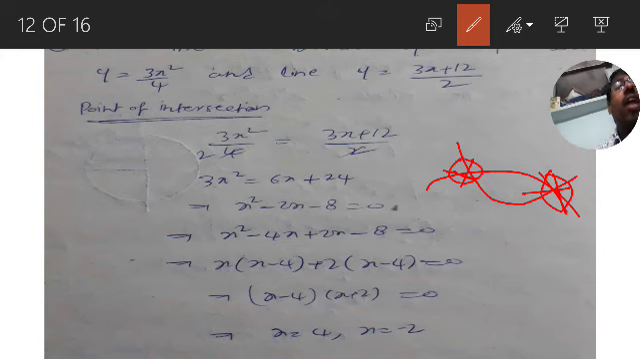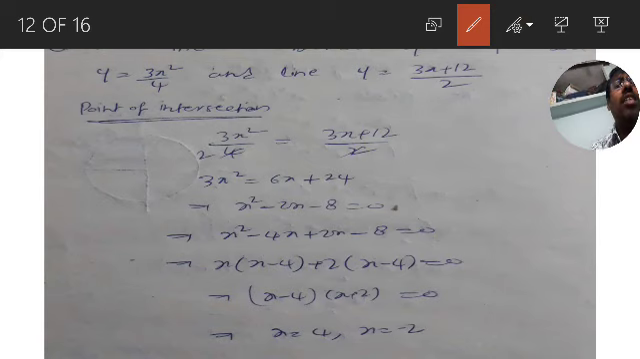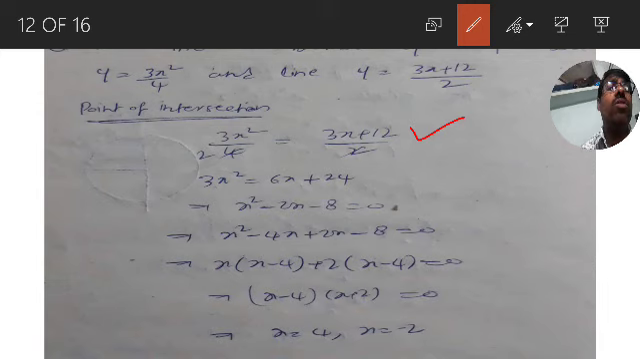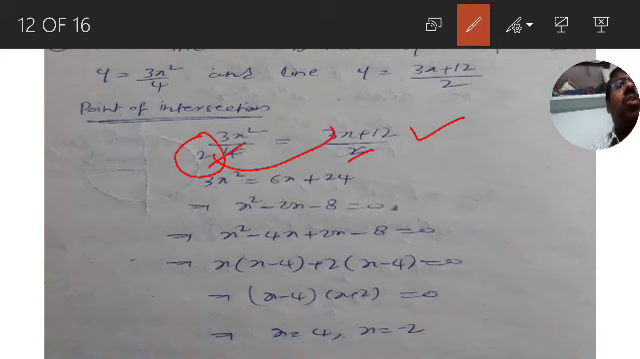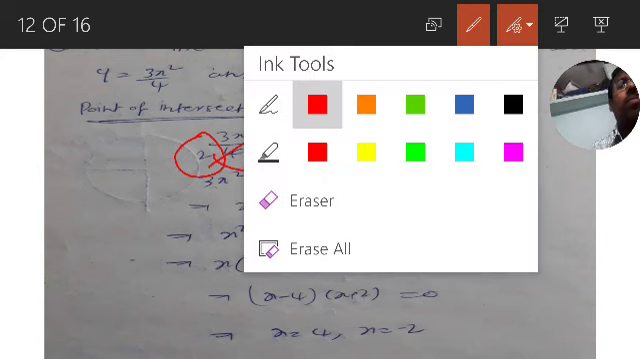at these points the two curves are equal. So I am equating the two curves. At the intersection points, the two curves are equal. I am equating 3x squared by 4 is equal to (3x plus 12) by 2. Cross multiply: 2 times 3x squared is 6x squared, and 4 times (3x plus 12) gives 12x plus 48.